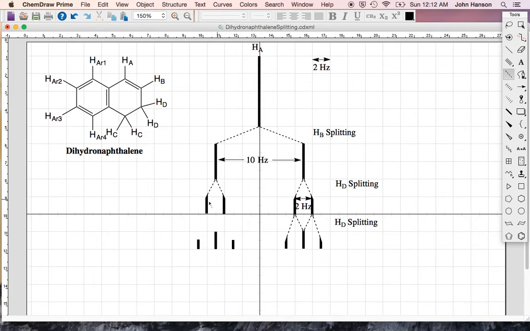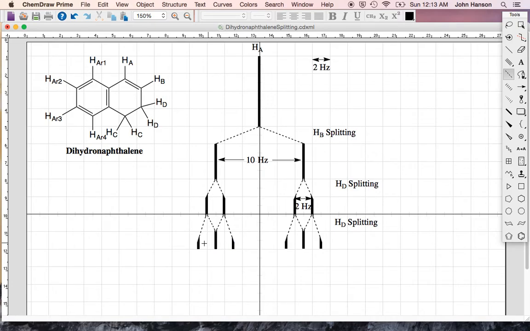And now I can draw my lines connecting. So that went over that way, that went over that way, that way. And that went that way. So there's my splitting, and now you can see I have a triplet and a triplet, so that's a double triplet. You can also tell that the distance between lines 1 and 2 and lines 2 and 3 is 2 hertz.